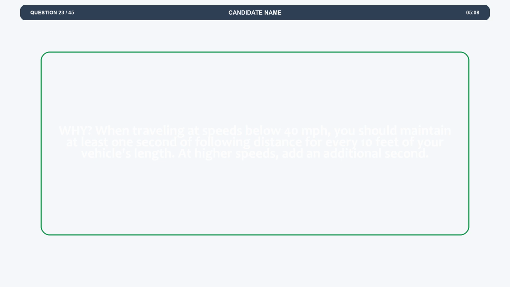Explanation. When traveling at speeds below 40 miles per hour, you should maintain at least 1 second of following distance for every 10 feet of your vehicle's length. At higher speeds, add an additional second.